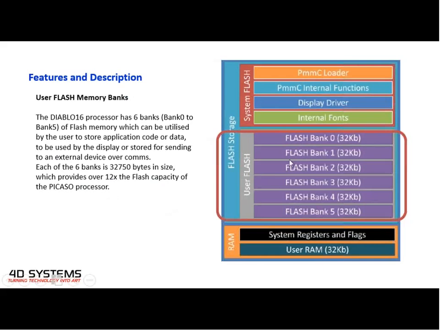So each of the 6 banks, each of which is 32 kilobytes in size, 32,750 exactly, is definitely over 12 times the flash capacity of the Picasso processor, for those who are familiar with the Picasso processor. So it's like having 12 of those inside one Diablo.